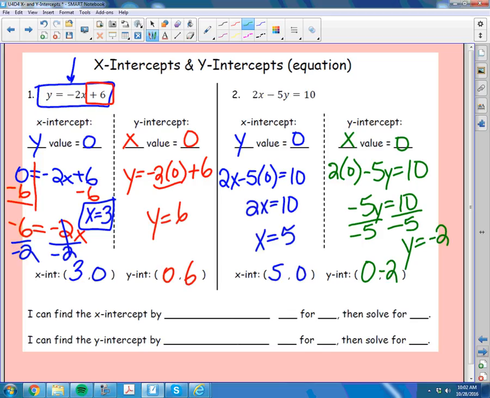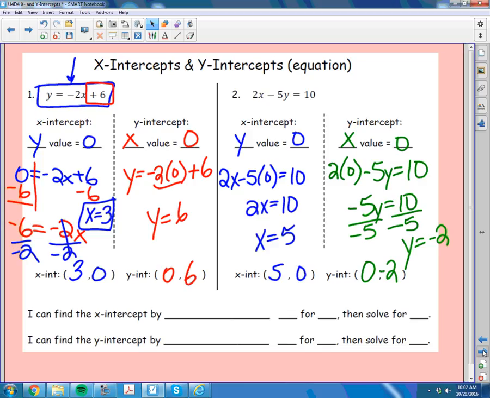Now, just to warn you, you should have gotten the points (5, 0) and (0, -2). By the way, how many points do you need to graph a line? Well, 1 would be difficult. 2. You only need 2 points and a ruler to graph a line, right? 2 points and a ruler.